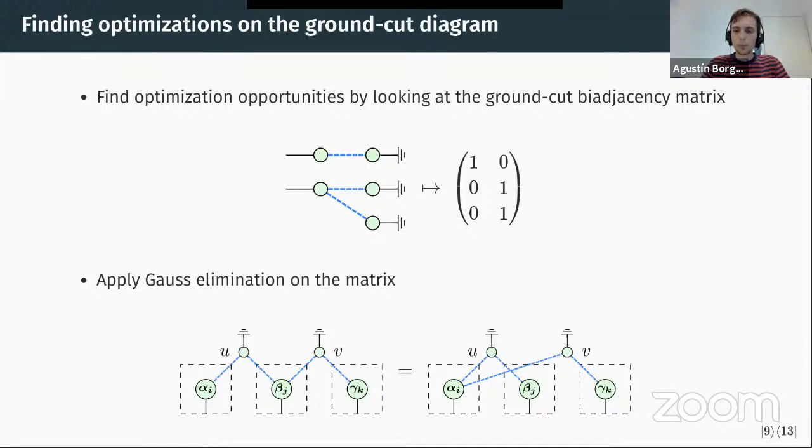Okay. Miriam Backens asks, have you considered combining this with the work presented in There and Back Again, i.e. extending the extraction process to ZX ground diagrams when they have extended G-flow?